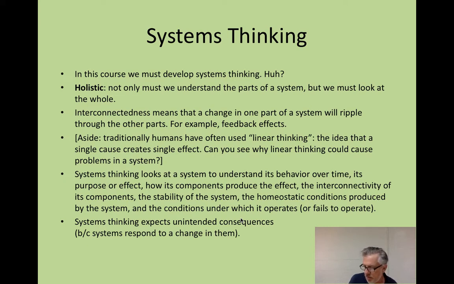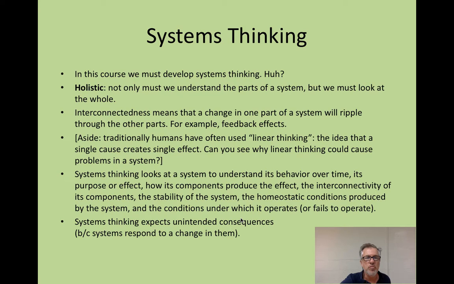Another important point to remember is that systems thinking looks for, and I said expects here, but looks for unintended consequences. Because systems respond to a change in them, and we know that it's not just a linear A affects B, but then what else does A affect, and then what does B affect? So systems thinkers look for other consequences. It's not a surprise when new consequences unfold.